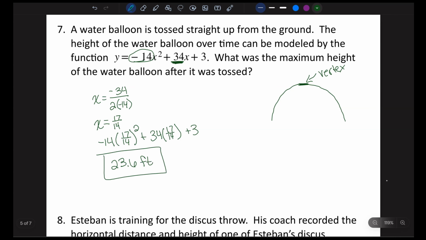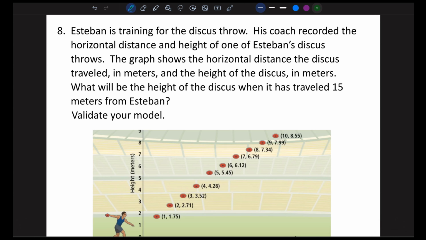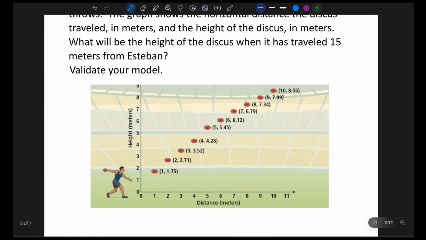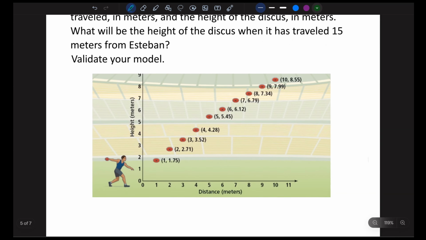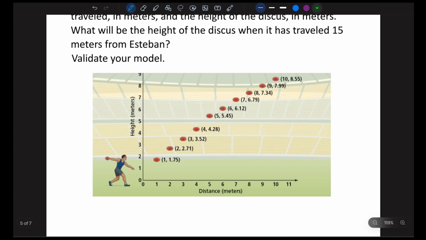All right, number 8. Esteban is training for the discus throw. His coach recorded the horizontal distance and height of one of Esteban's discus throws. The graph shows the horizontal distance the discus traveled in meters and the height of the discus in meters. What will be the height of the discus when it has traveled 15 meters from Esteban, and then validate your model? All right, so we can see that this graph is kind of going up, up, up, and eventually the discus is at some point going to start coming back down.